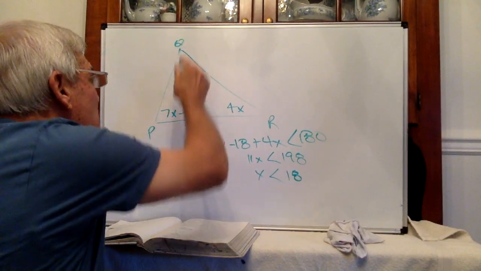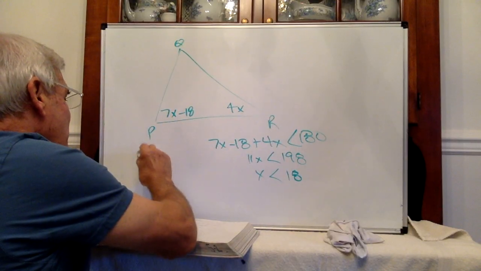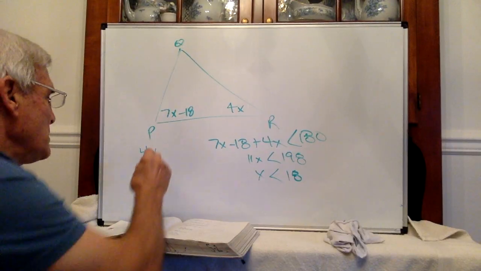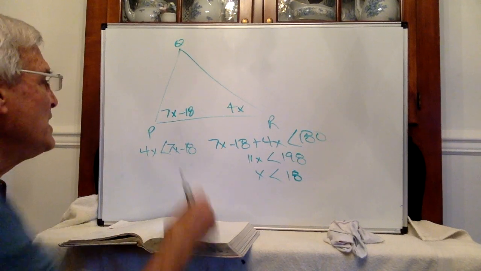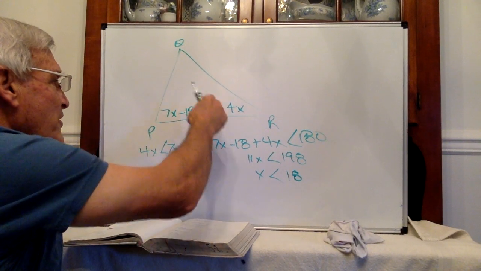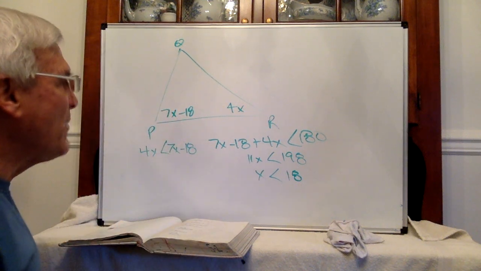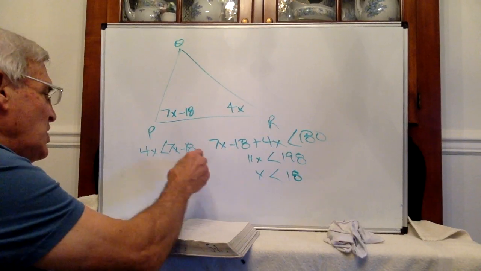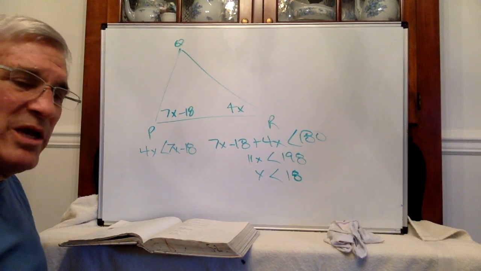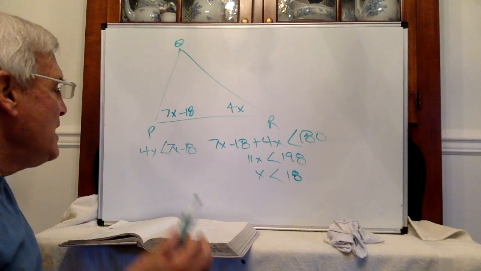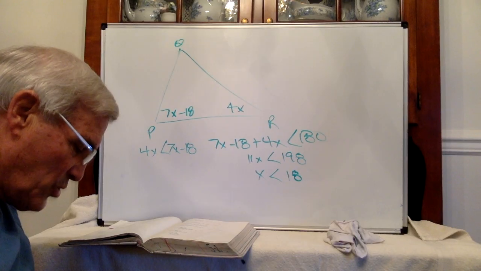So since PQ is smaller than QR, it means that the angle opposite PQ, 4x, is smaller than 7x minus 18. This side's smaller than that side, therefore the angle opposite the smaller side, 4x, is less than the angle opposite the longer side. So solving this one, again, you solve an inequality exactly the same way you do an equality. The only difference is if you multiply or divide by a negative number, the order symbol turns around.